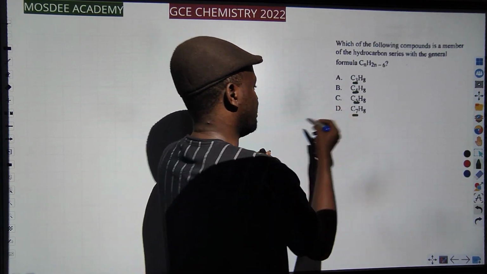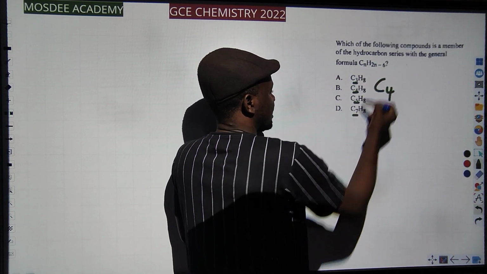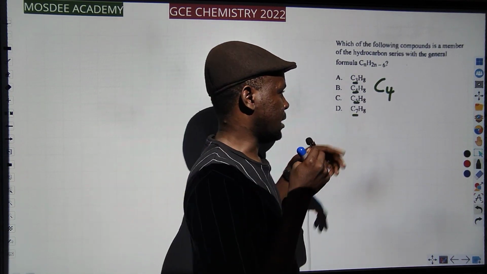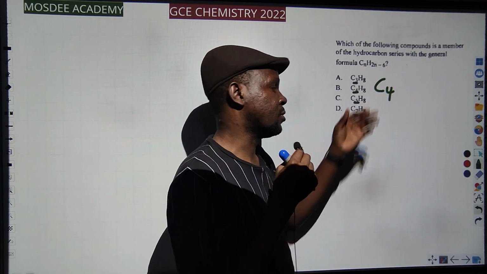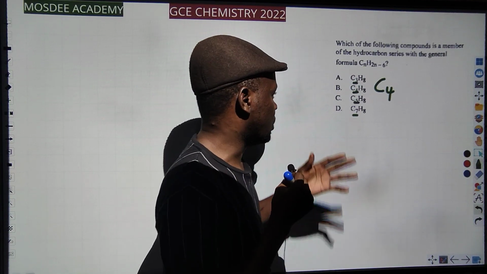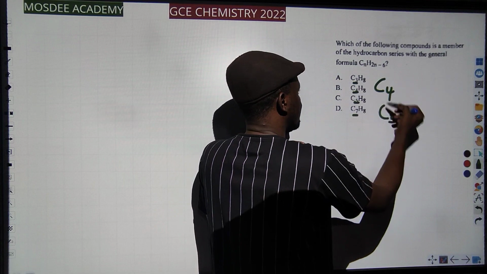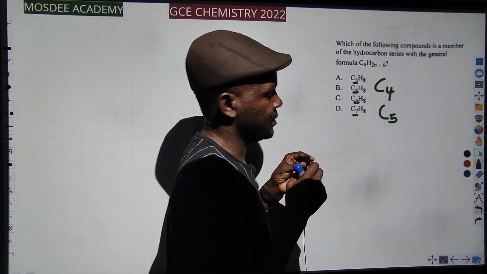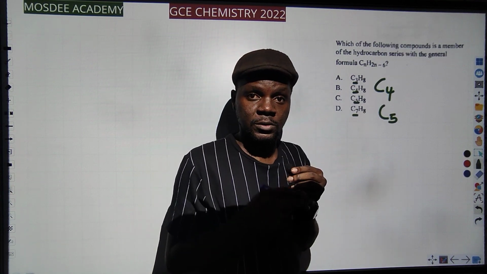When n is 4, I'm going to have C4. I hope you can see: 2 times 4 is 8, and 8 minus 6 is 2. Now C4H2 does not go with what you have. On to the next one: when n is 5, the formula is C5. You can see 2 fives are 10, and 10 minus 6 is 4. Can you see what I'm talking about? So it does not work.